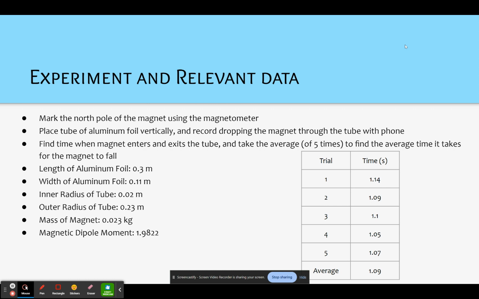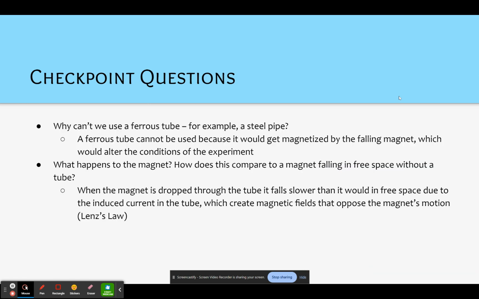The length of the aluminum foil was 0.3 meters, the width was 0.11 meters, the inner radius of the tube was 0.02 meters, the outer radius of the tube was 0.23 meters, the mass of the magnet was 0.023 kilograms, and the magnetic dipole moment that we took from Lab 3 was 1.9822. And we have my trials and times on the right-hand side here.